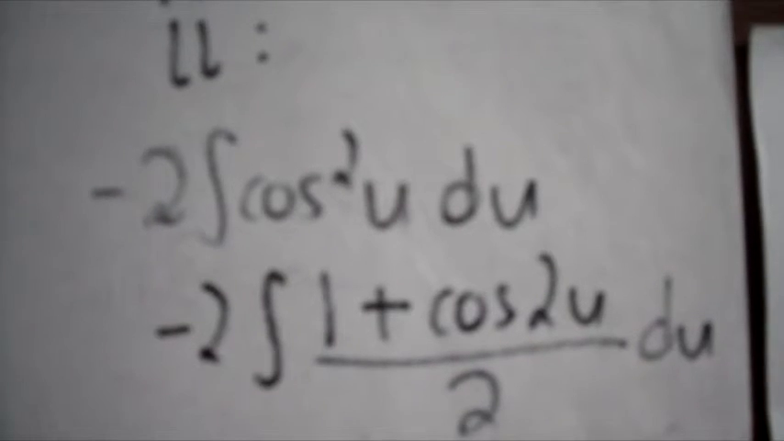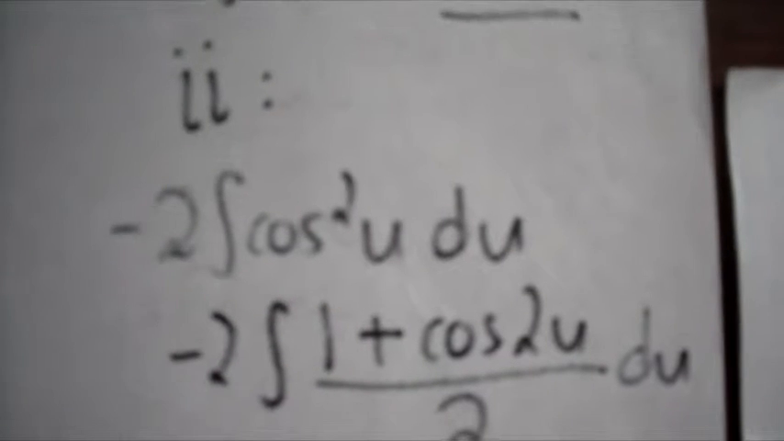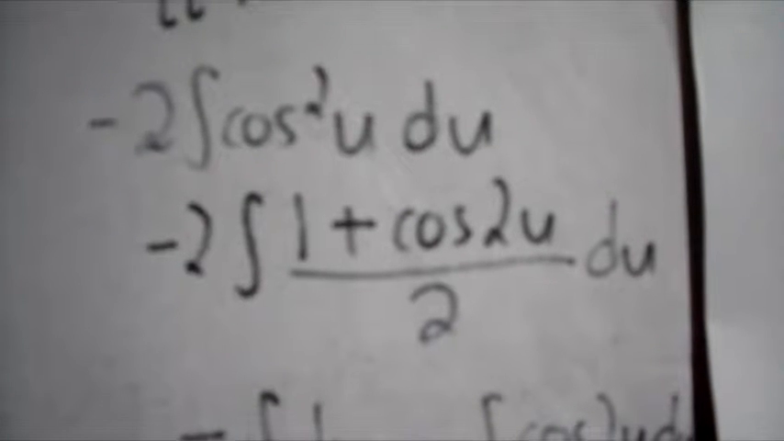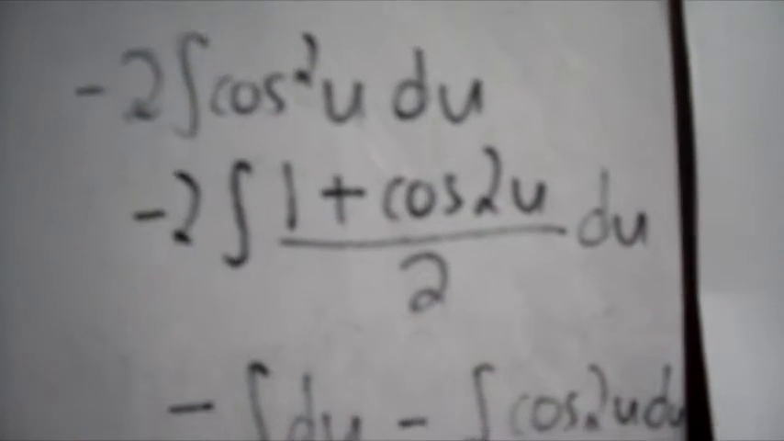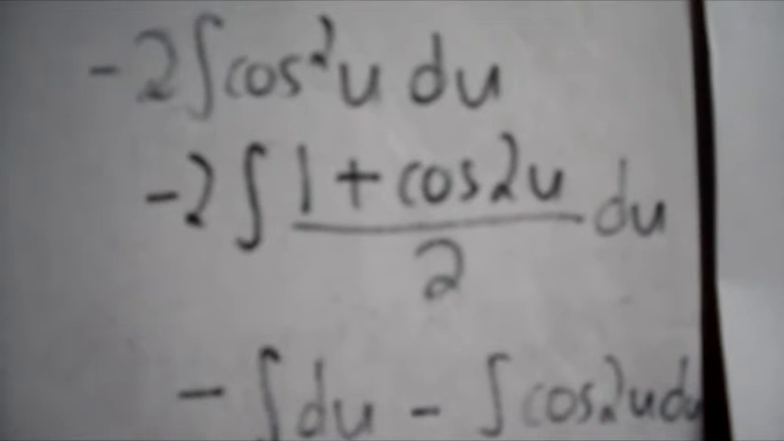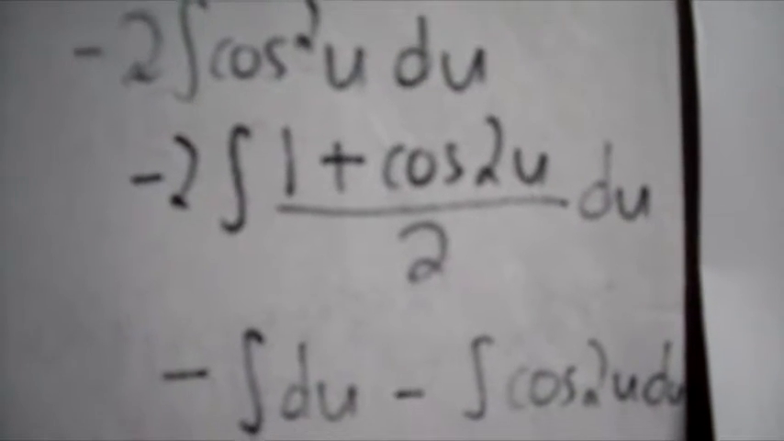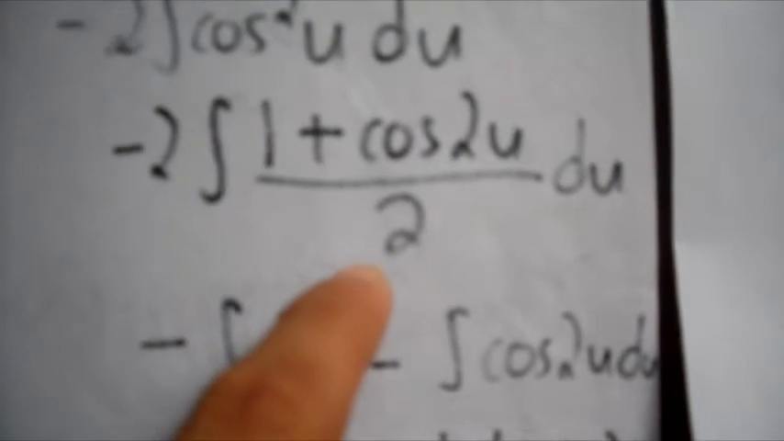Solving for I, the integral of 2 du is just equal to 2u. Now for II, we have negative 2 times the integral of cosine squared u du. Cosine squared u, when you integrate it, has an identity which you can substitute, which is equal to 1 plus cosine 2u over 2. So by substituting it for the cosine squared here, we get negative 2 multiplied by the integral of (1 plus cosine 2u) over 2 du. And by factoring out the 2 in the denominator, which cancels out with the 2 outside, it becomes just negative 1.